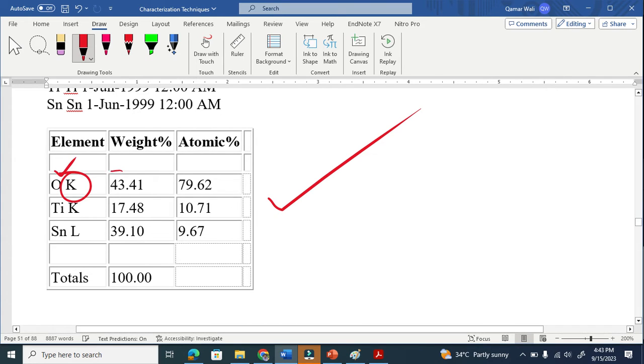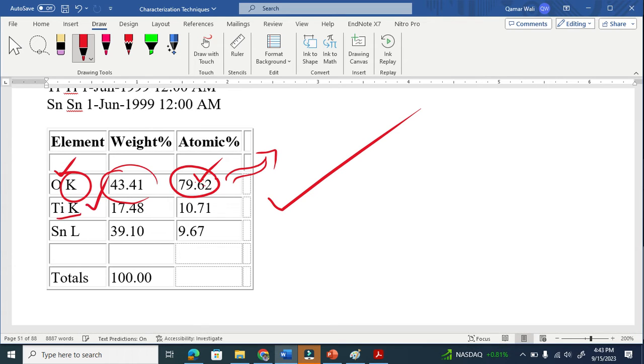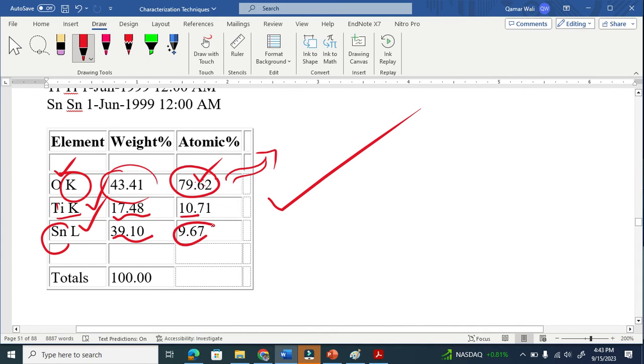We can see that the weight percent is 43%, and the atomic percent is 79. You see, this is a big difference. So the atomic percentage is much higher for oxygen. Titanium is also a K-shell transition, and titanium also exists in weight percent and atomic percent. Similarly, Sn is an L-shell transition, and Sn is higher in number here, in weight percent and atomic percent.